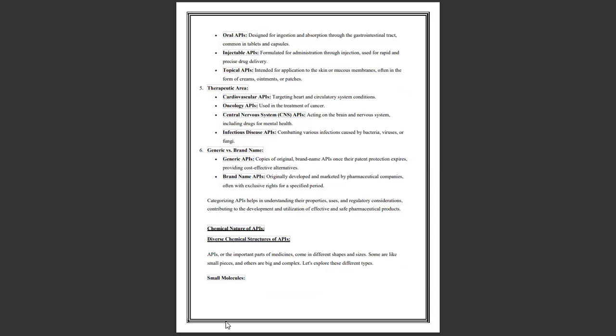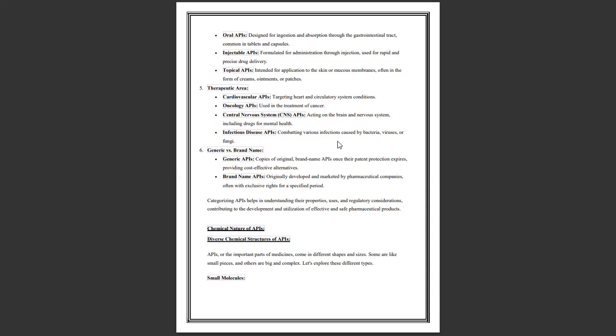The therapeutic area: cardiovascular APIs, oncology APIs, central nervous system APIs, infectious disease APIs. Cardiovascular APIs target the heart and circulatory system conditions, oncology APIs are used in the treatment of cancer, central nervous system APIs act on the brain and nervous system, including drugs for mental health, and infectious disease APIs combat various infections caused by bacteria, viruses, or fungi.